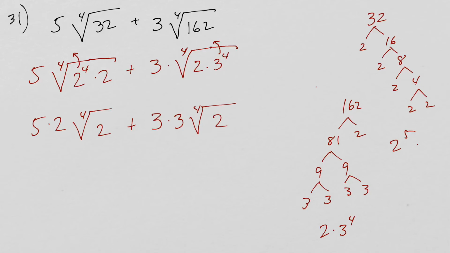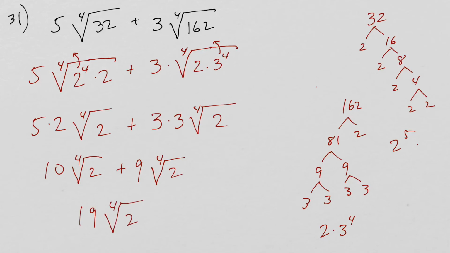So this is 5 times 2, which is 10, times the 4th root of 2, plus 3 times 3 is 9, times the 4th root of 2. And those are like terms, so I add them up. 10 plus 9 is 19, times the 4th root of 2.